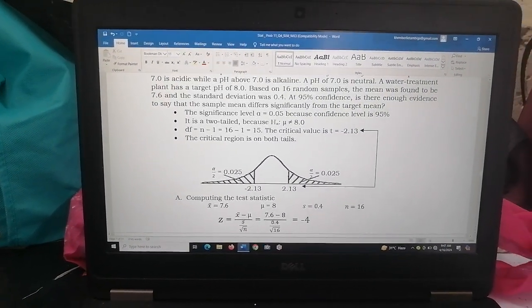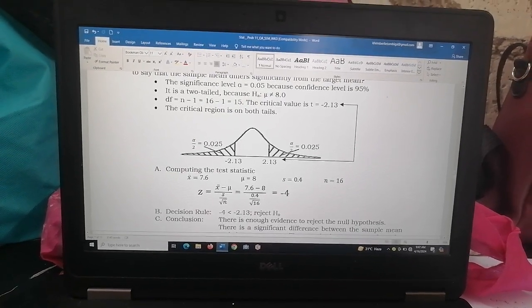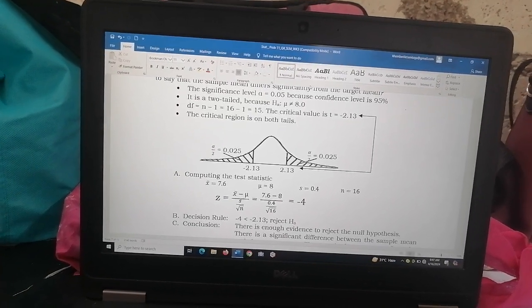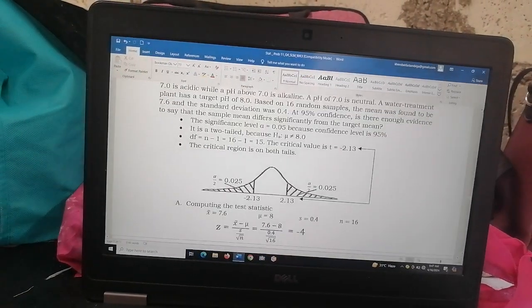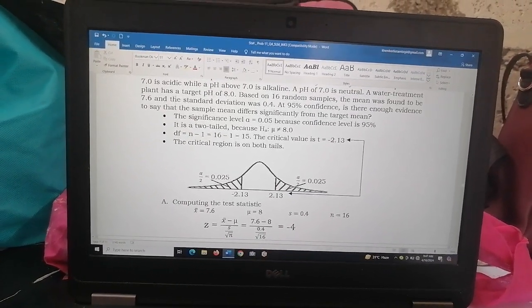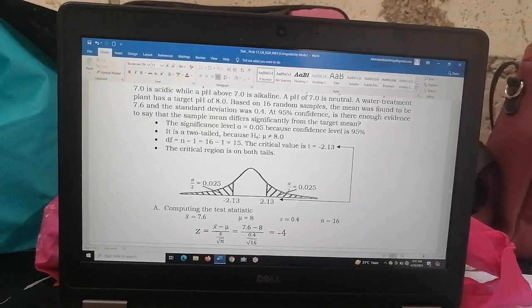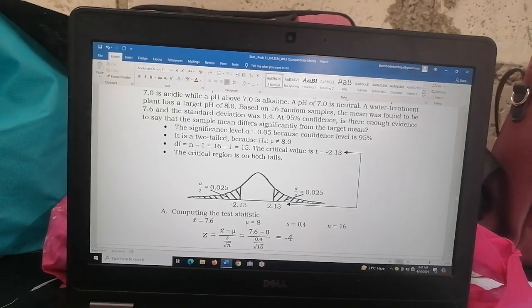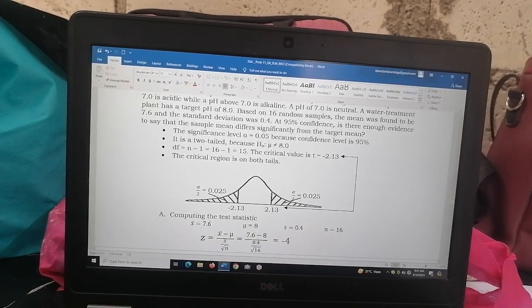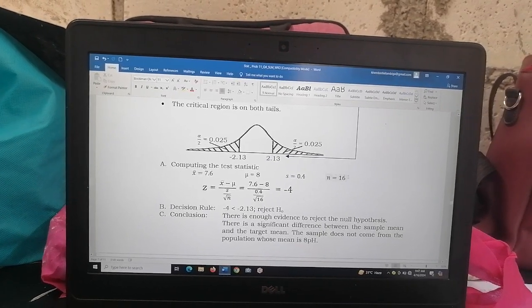And then we continue computing the test statistic. Our sample mean is 7.6, from the problem. Our sample standard deviation is 0.4, and the population mean is 8. Then our sample size is 16.